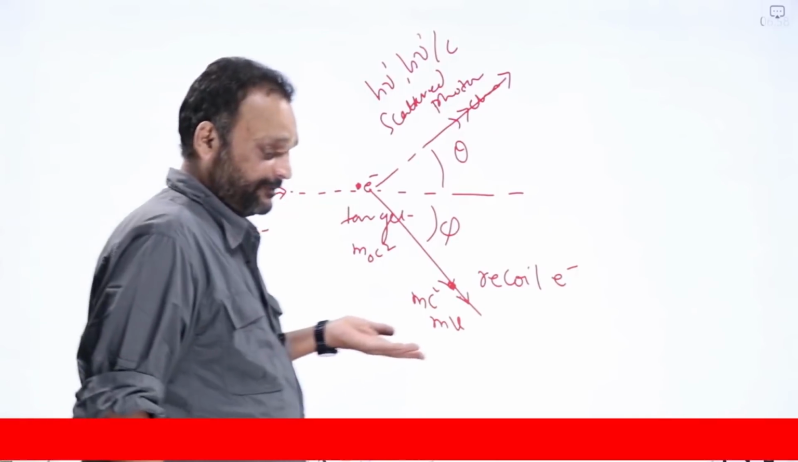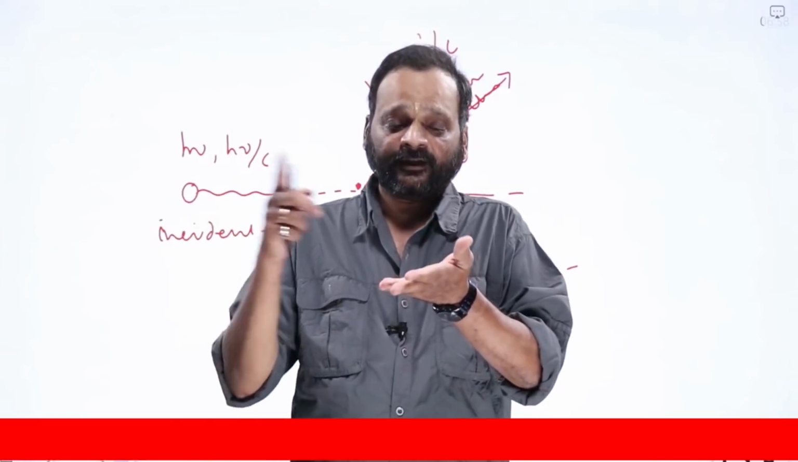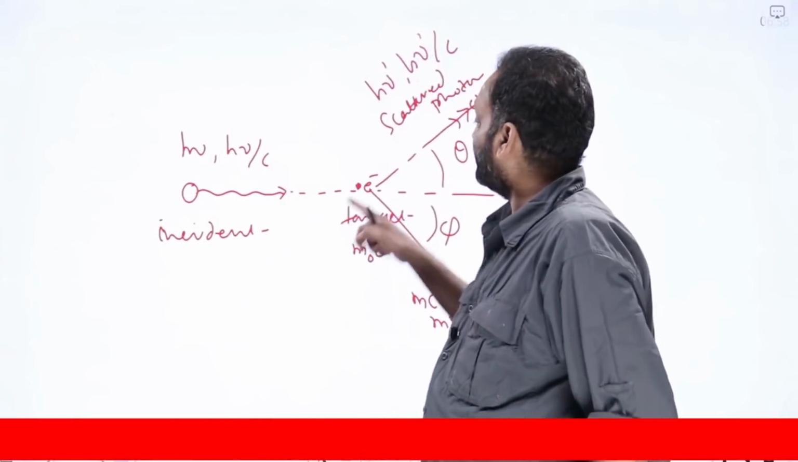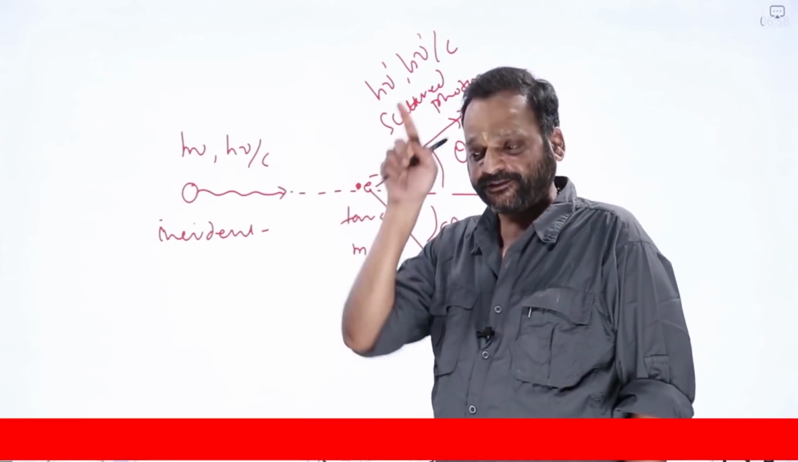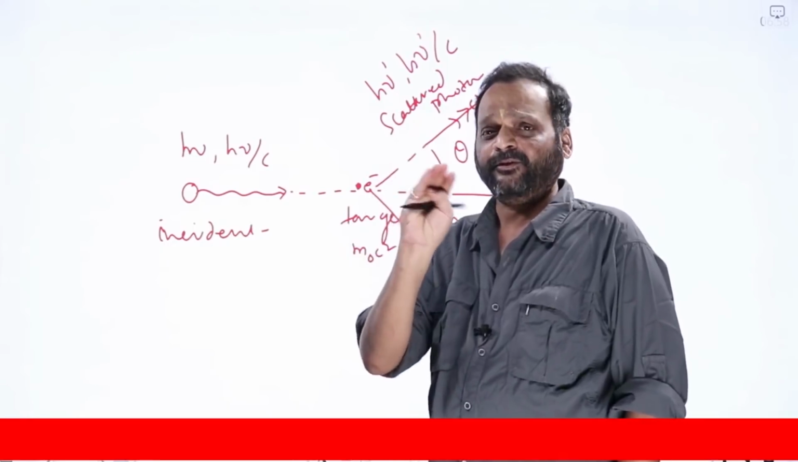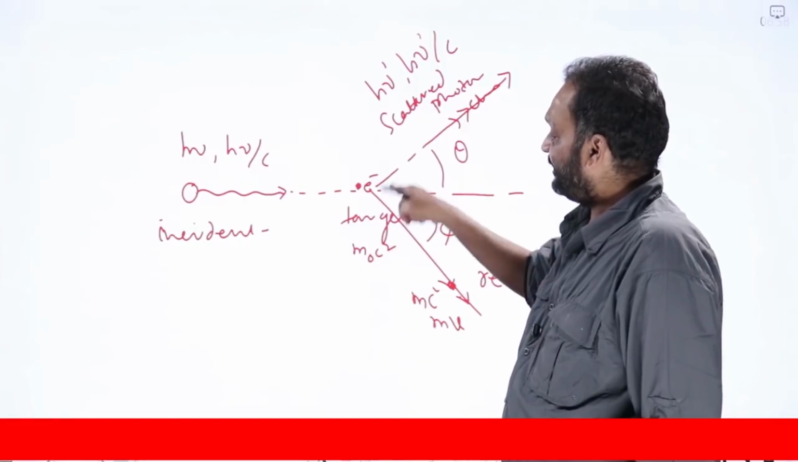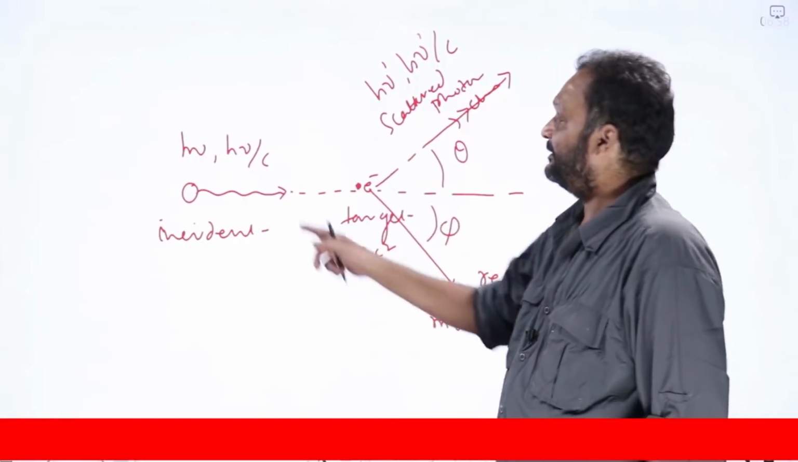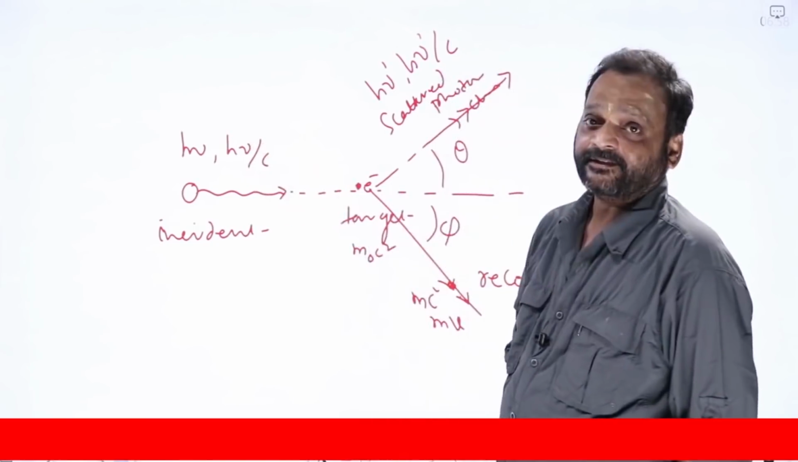So what are the assumptions made by Compton? That there is an interaction between the incident X-ray photon and the electron. The target electron is assumed to be at rest and is a free electron. Both of them are not actually true, but initially considered like that. Later on we can make small modifications. Our incident photon of energy hν, momentum hν/c, goes and hits that electron.